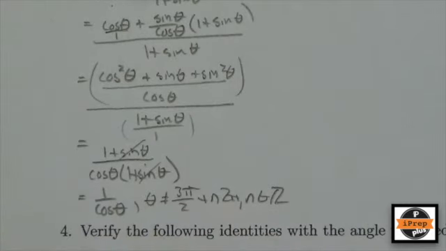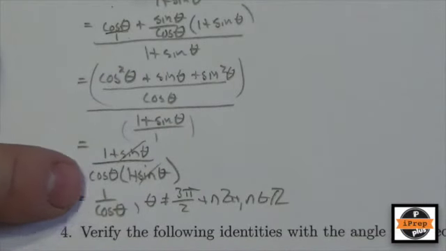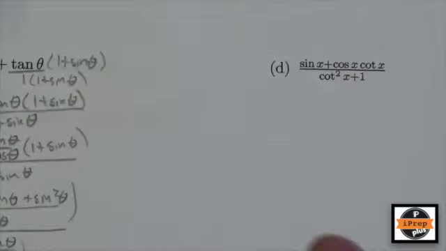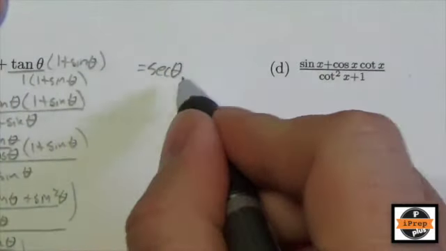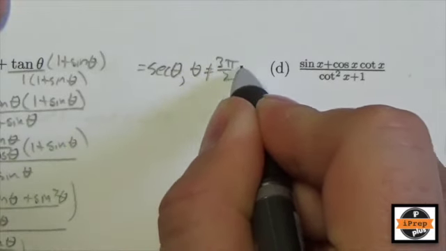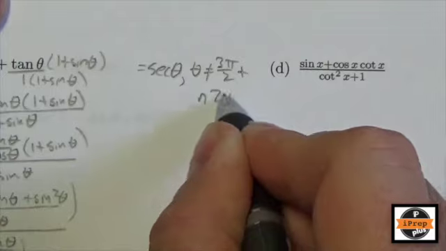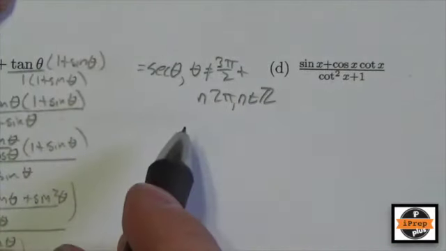I am, however, going to go one step further, and I'll bring this all up to the top again. Because I can rewrite 1 over cosine of theta a little nicer. I can make that equal to secant of theta. And again, where theta cannot equal 3 pi over 2 plus n 2 pi, where n is an element of the integers. And so there's my restriction.